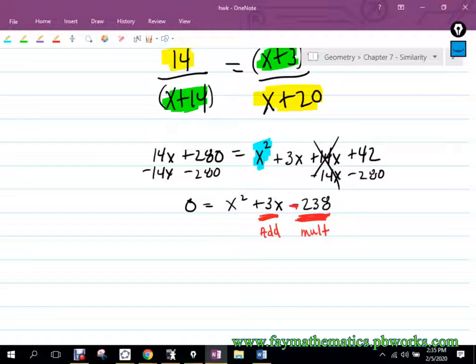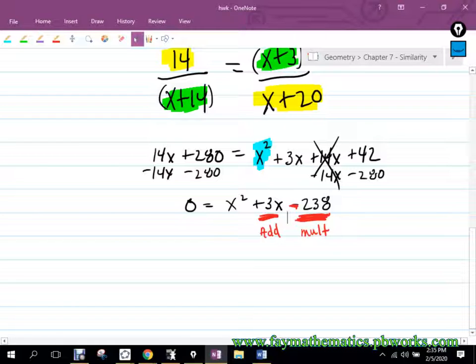Now, this is the process that I go through when I don't know my factors for 238. I don't want to sit here and go, 1 times 238, does that add up to 3? 2 times 119, does that add up to 3? I don't want to have to do that for every single set of factors. Is everyone on the same page with that?